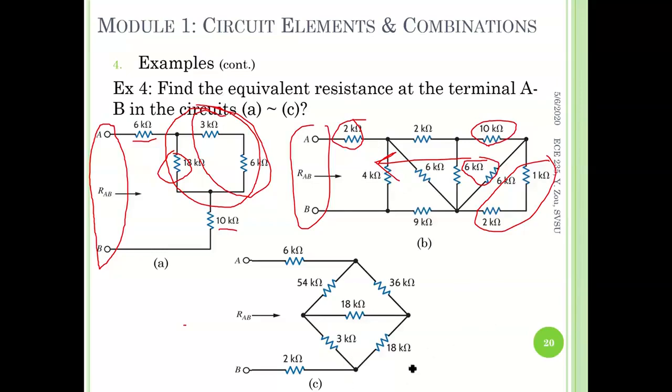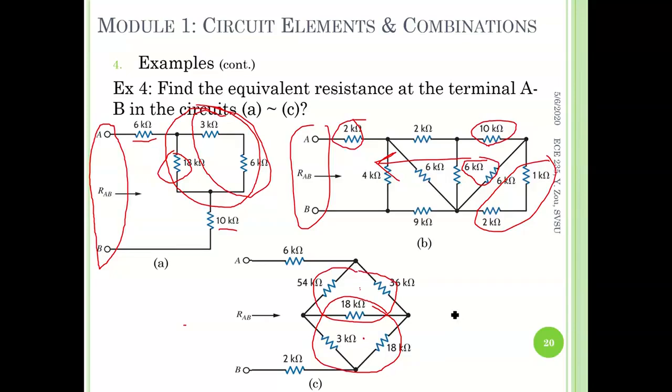The last circuit C here, you're seeing something different. You're seeing a delta connection, right, among these 3. Or you're seeing another delta connection among these 3. They're overlapping by this 18 kilo ohm, therefore you don't need to do 2 conversions from delta to Y. You want to do only 1 conversion from delta to Y, either upper one here or lower one here. Only 1.